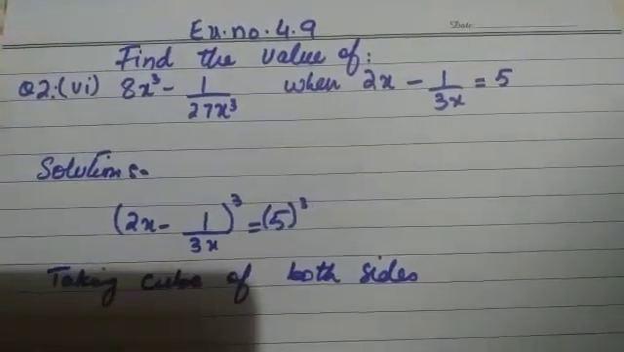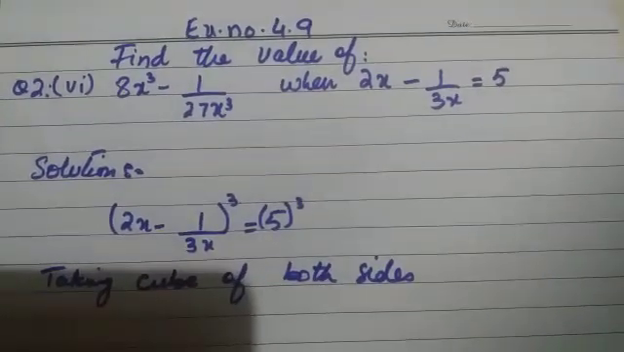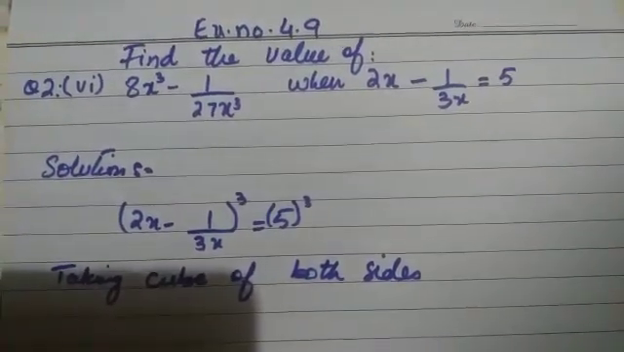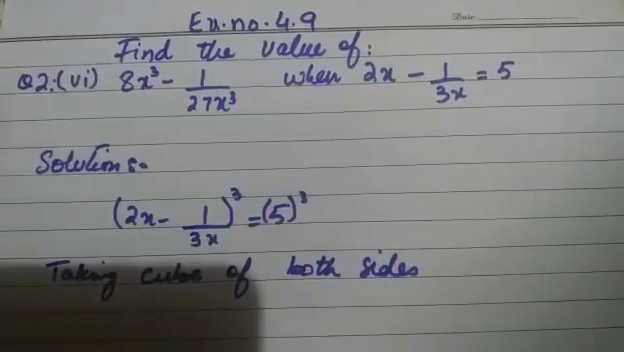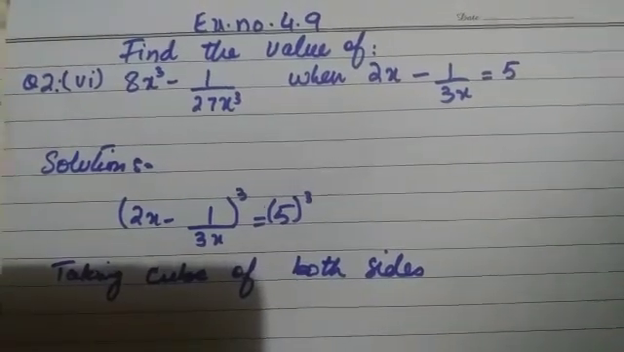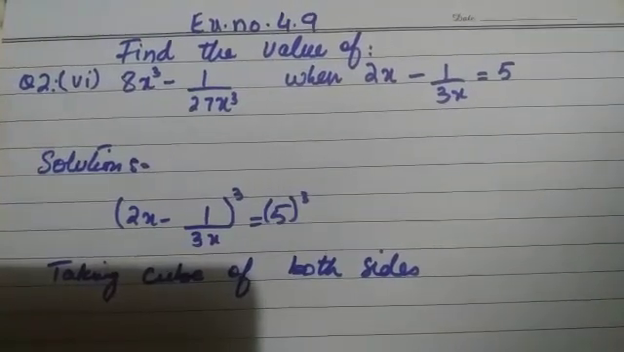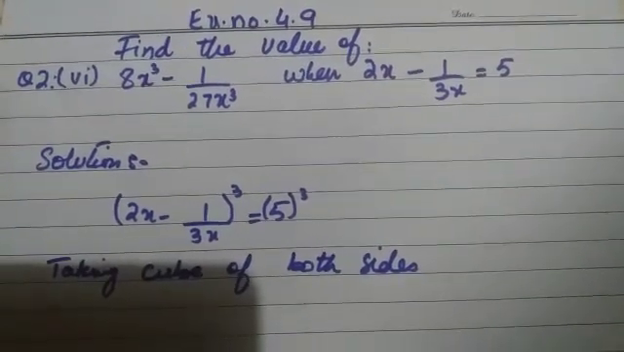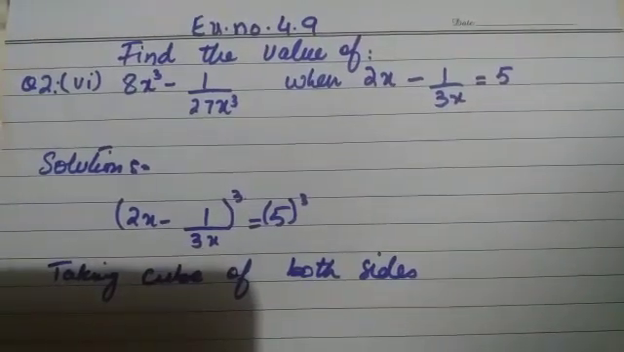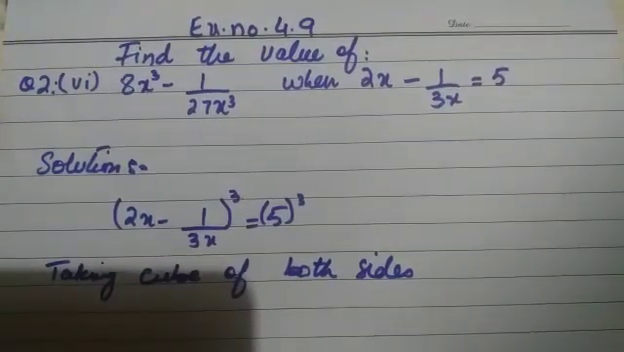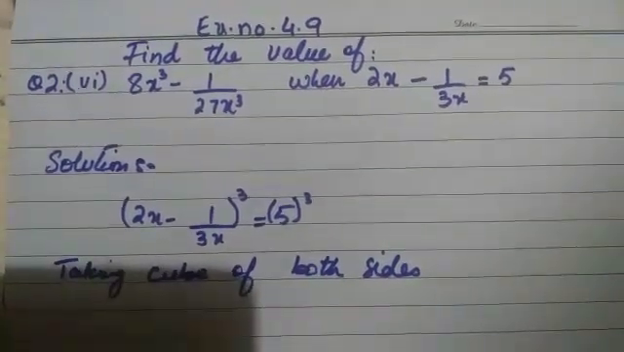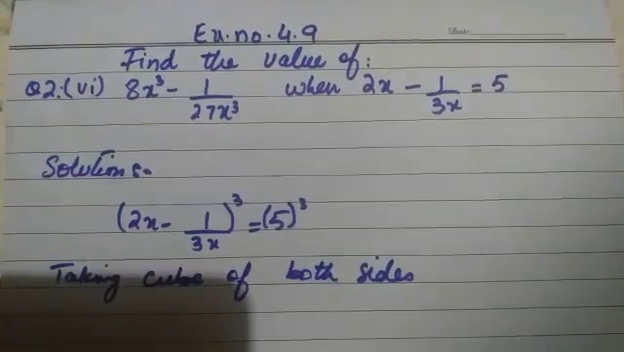In this video, I'm going to explain exercise 4.9 and question number 2, find the value of 8x cube minus 1 upon 27x cube when 2x minus 1 upon 3x is equal to 5. Now in this question, we have to give the value of 8x cube minus 1 upon 27x cube, whereas the value of 2x minus 1 upon 3x is equal to 5 is given.